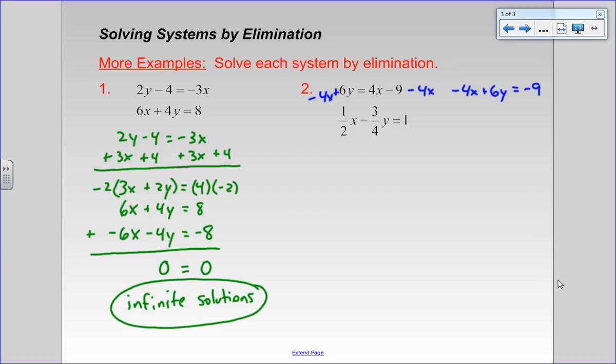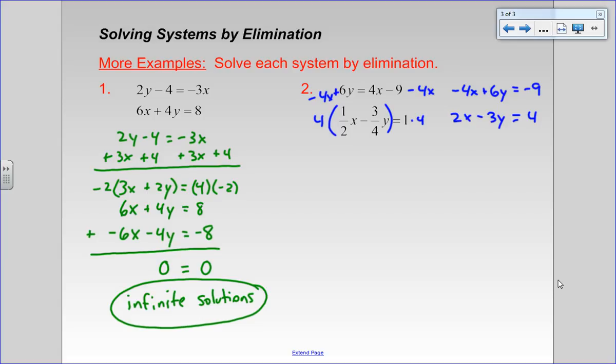Our second equation is in standard form, but it does have fractions as coefficients. It might be easier to work with whole numbers as coefficients. So let's clear the fractions from the equation by multiplying both sides of this equation by 4. As we do so, we obtain 2x minus 3y equals 4.